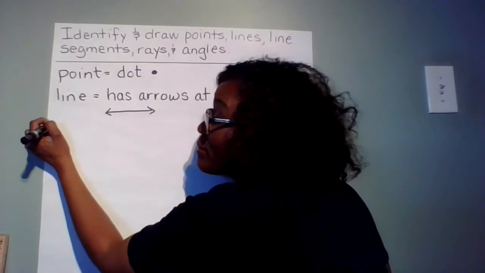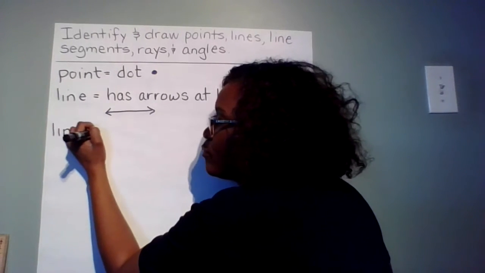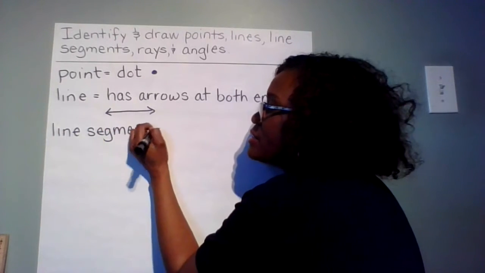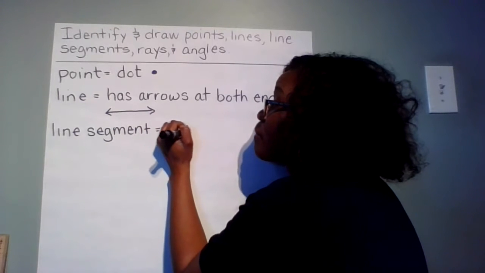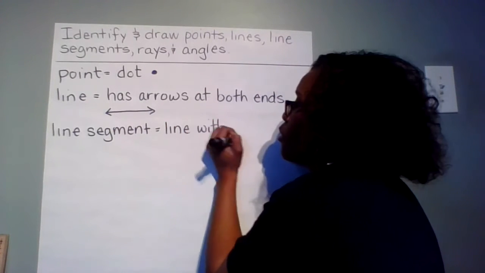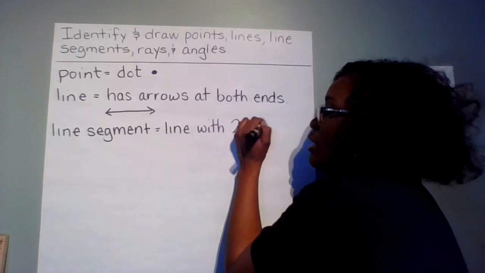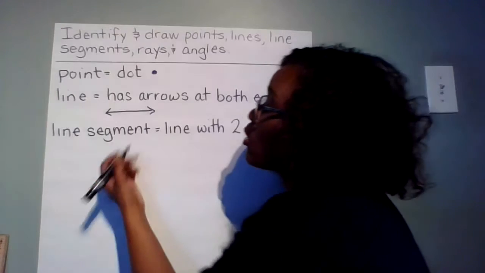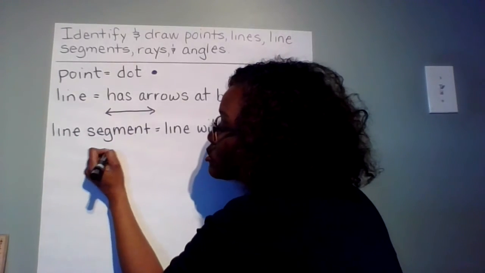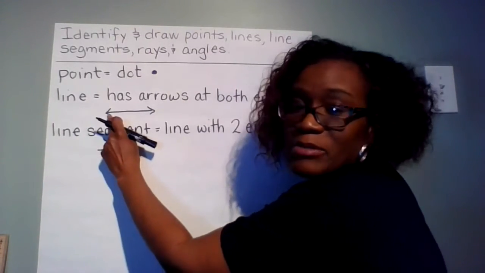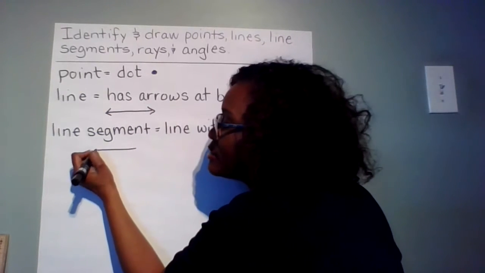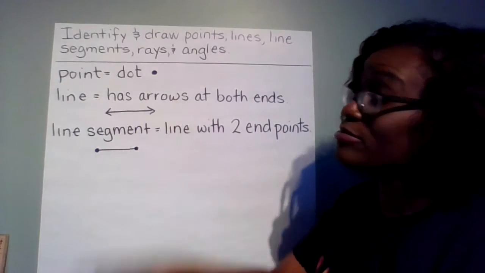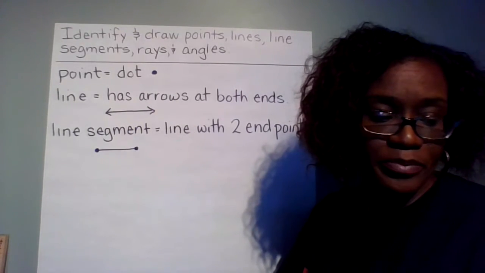Now, a line segment is just slightly different. A line segment is a line with two endpoints. So a line segment looks just like a line, except instead of having arrows on the ends, it has endpoints or dots on the end.